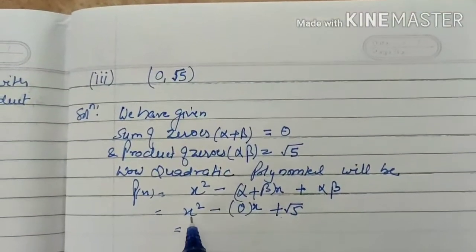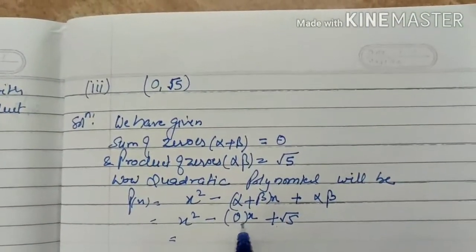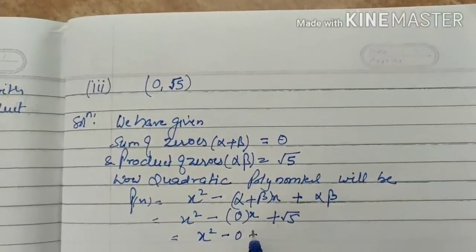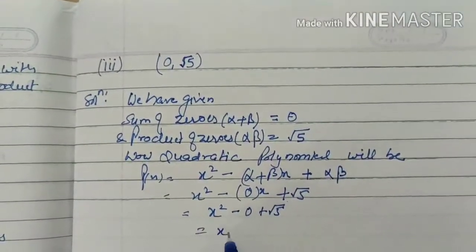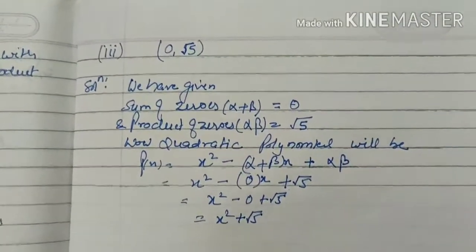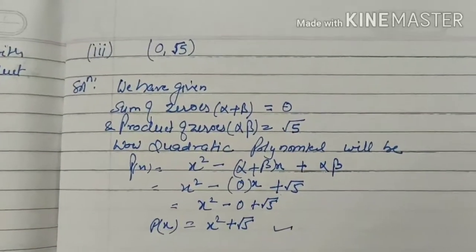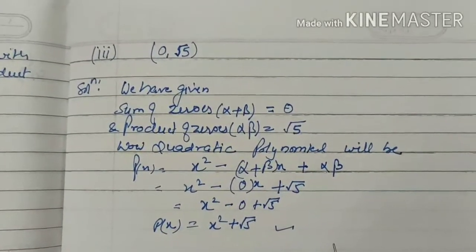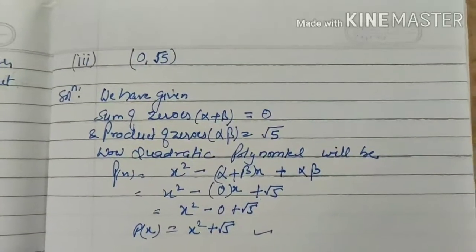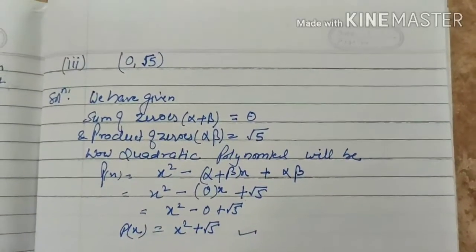So this will be x square minus 0 into x becomes 0, so x square minus 0 plus root 5. So this will be x square plus root 5. This is the required polynomial Px. So this is all about the required polynomial Px. So this is part number 3. You can pause the video and note it down.